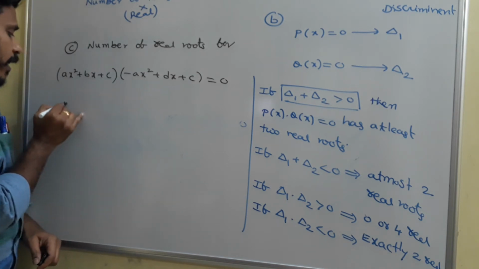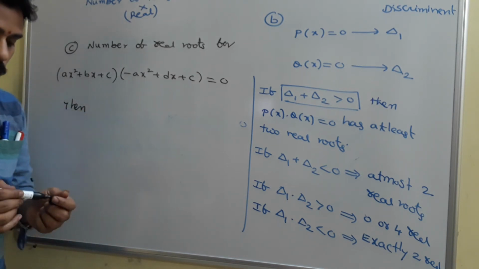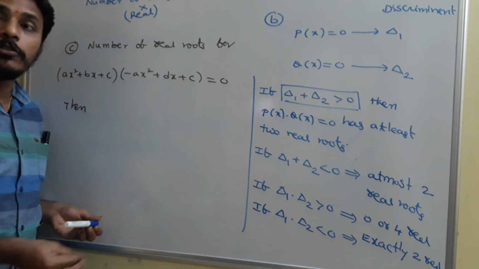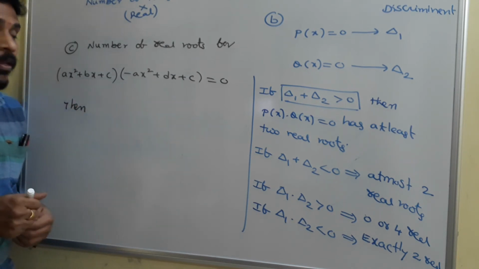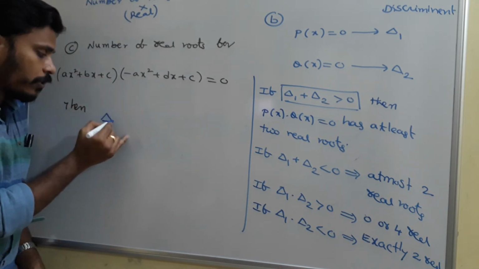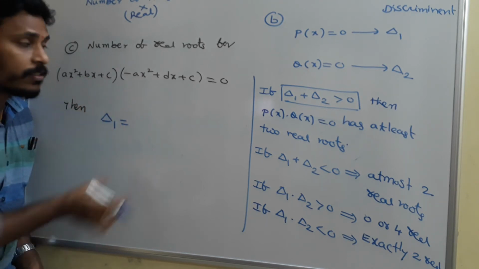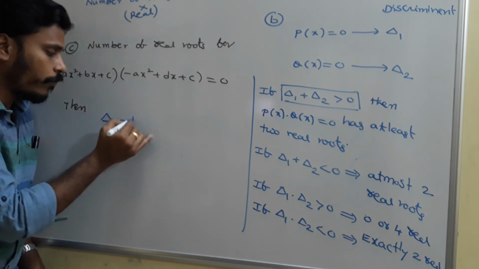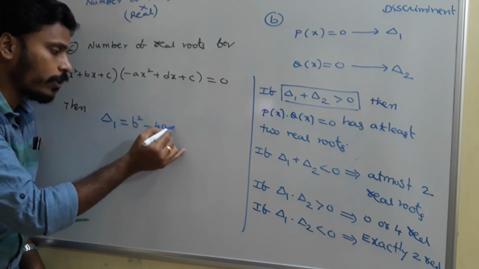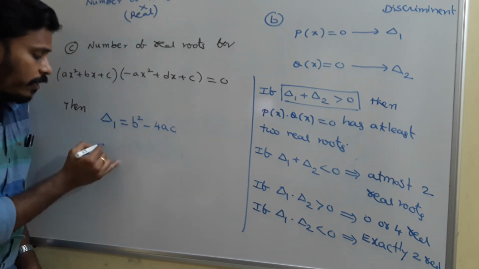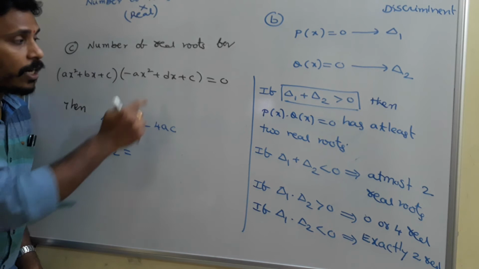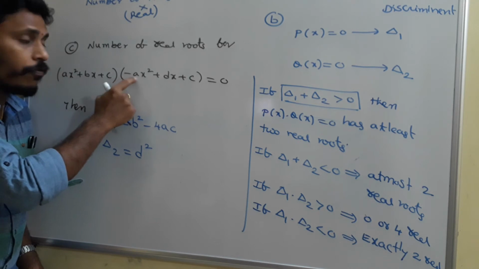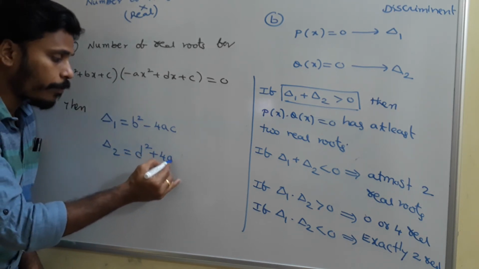So what is our idea? How to find the number of real roots for this product? Since both are quadratic, we need to find the number of real roots based on the discriminants of those quadratics. What do you say about the discriminant of the first equation? This is the first quadratic like p of x, this is the second quadratic like q of x. So delta 1 is what? Delta 1 is the discriminant of the first equation. You say it as b square minus 4ac, and delta 2 is the discriminant of the second equation. You just try to find it. Delta 2: instead of b I have d, so d square minus 4ac, but instead of a I have minus a, so we will get d square plus 4ac.